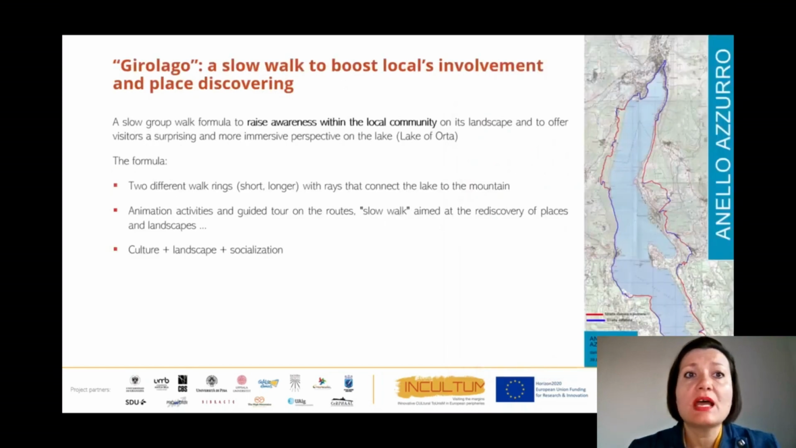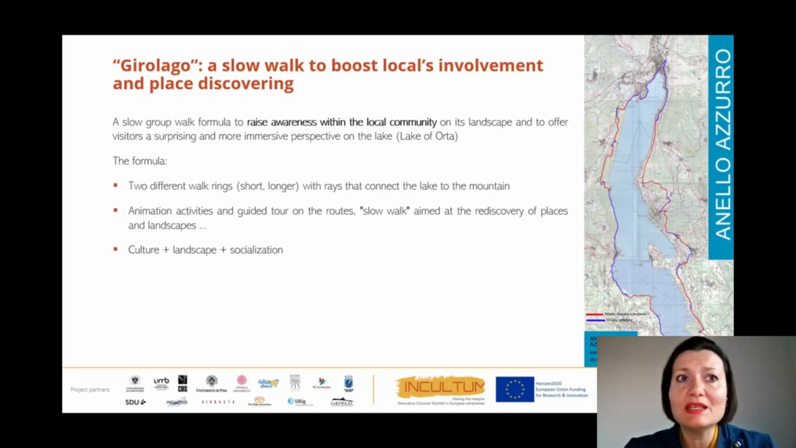To demonstrate how the Ecomuseum Cusius interacts and collaborates with all these subjects, I want to describe to you a brilliant initiative that started almost 20 years ago, and that is still highly attractive for both residents and visitors. It's the Giro Lago project, a slow walk to boost locals' involvement and place discovering.